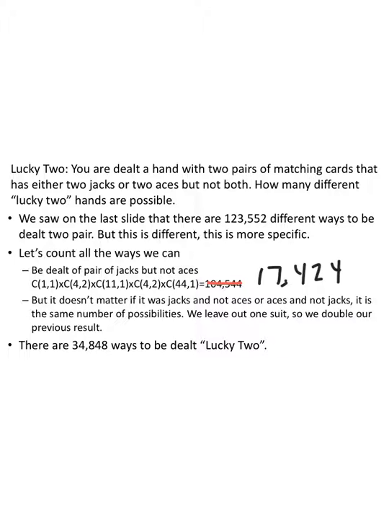But it doesn't matter if it was jacks or aces and then not jacks. It doesn't matter. It's the same result, same possibilities. We leave out 1 denomination. So this was the assumption that we had jacks but not aces. If we double it, we'll have aces and not jacks. Therefore, doubled, we have 34,848 different ways to be dealt lucky 2.